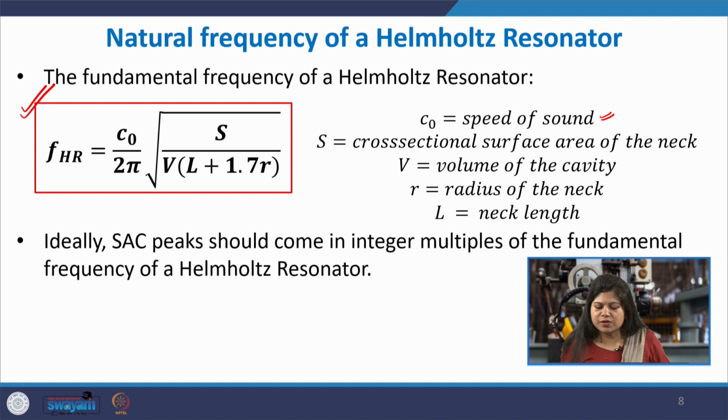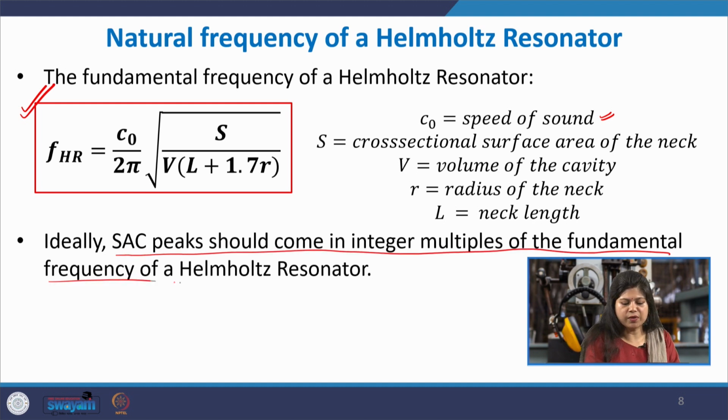Capital S is the cross sectional surface area of the neck, and capital V is the volume of the cavity which is confined, R is the radius of the neck, and capital L is the neck length. So, ideally the SSE peaks should then be obtained at the integral multiples of this fundamental frequency of the Helmholtz resonator. So, it should occur at the first fundamental frequency which is given by this expression, and then at its successive multiples. Okay.